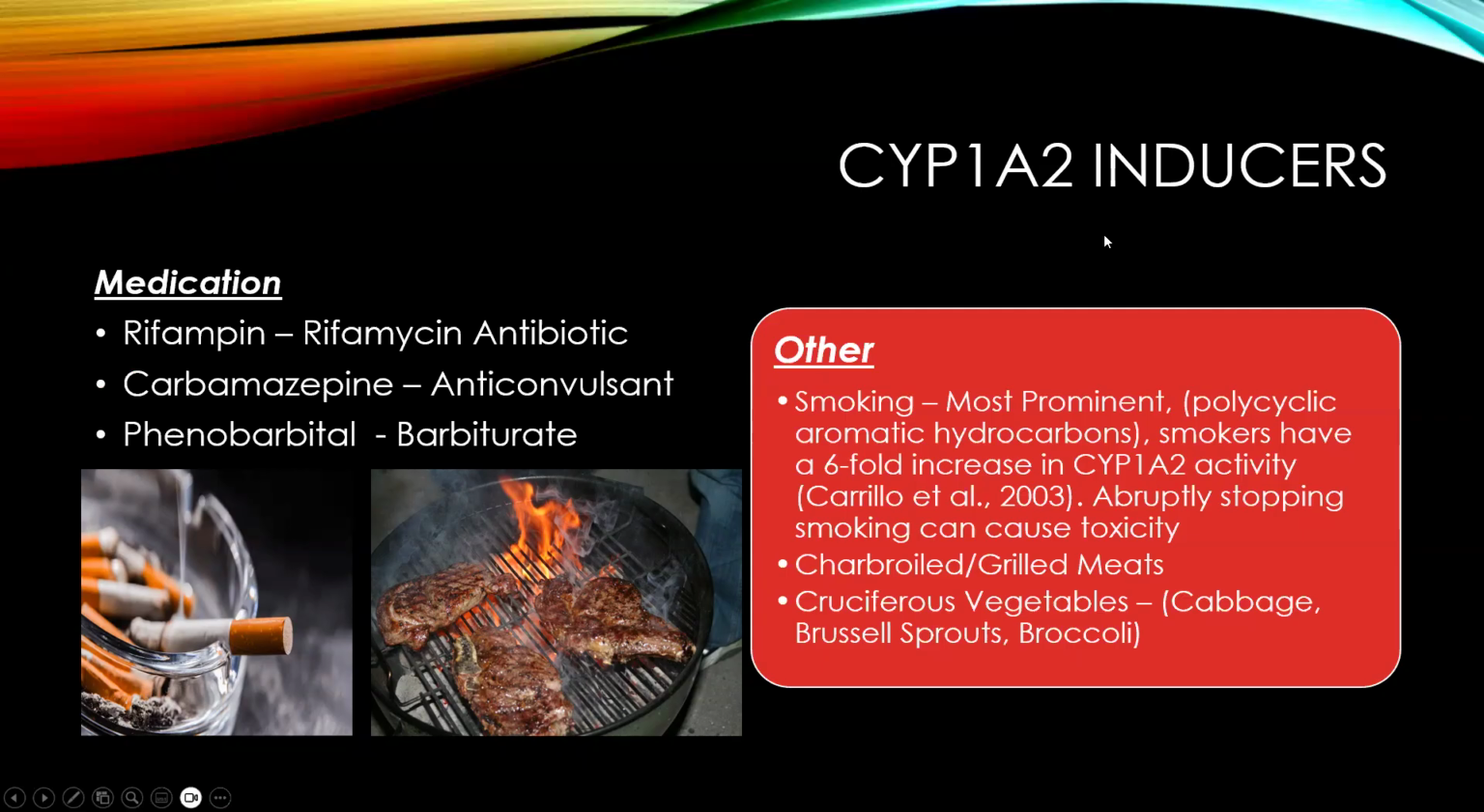Other inducers, and this is perhaps the most significant inducer, is smoking. So very prominent. And this isn't from nicotine or smoking itself, but the polycyclic aromatic hydrocarbons. Studies have shown that smokers have a six-fold increase in CYP1A2 activity. And it should be known that abruptly stopping smoking can cause toxicity, almost acting like an inhibitor. Charbroiled and grilled meats are also inducers, and cruciferous vegetables: cabbage, Brussels sprouts, broccoli.